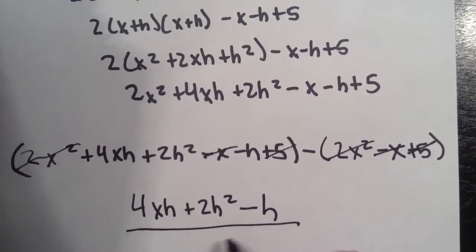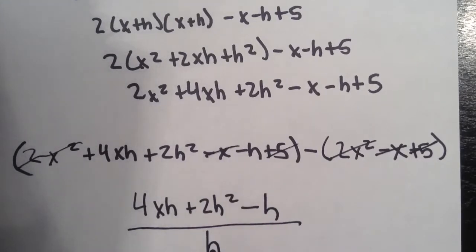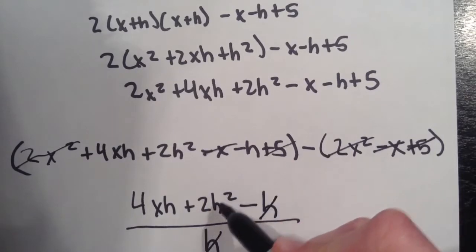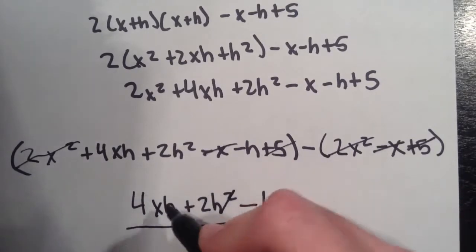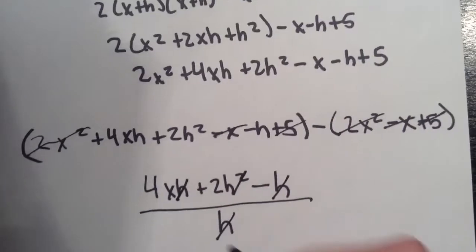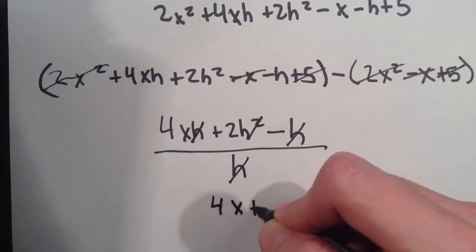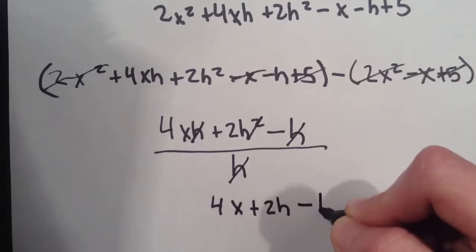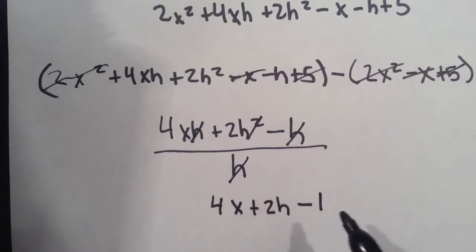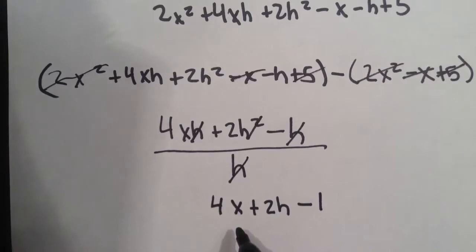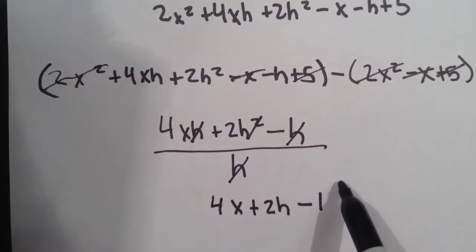You want to put this all over h. Now here, since every term in both the numerator and the denominator have an h in it, you can cancel an h out of all of them. So you can cancel off the bottom there. Since this is squared, you can only cancel 1, and for the 4xh you can cancel the h there. So now you're left with 4x plus 2h minus 1. You don't want to forget the minus 1 there. That's a common mistake that people just cancel off the h and not remember to put anything back there. So this is your final answer.